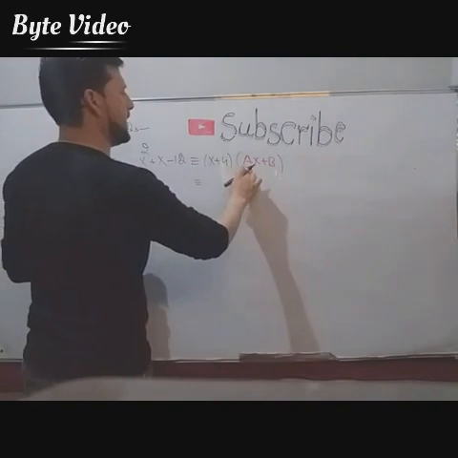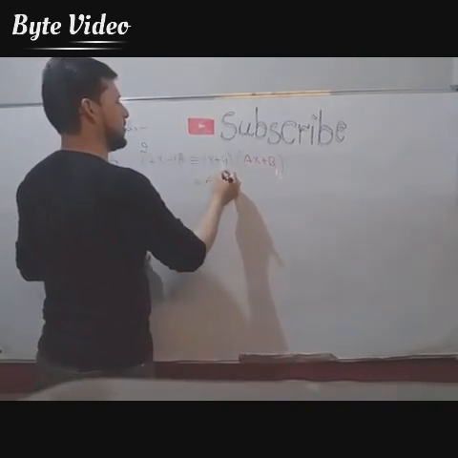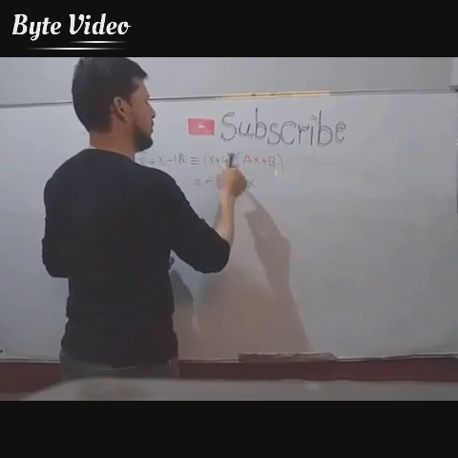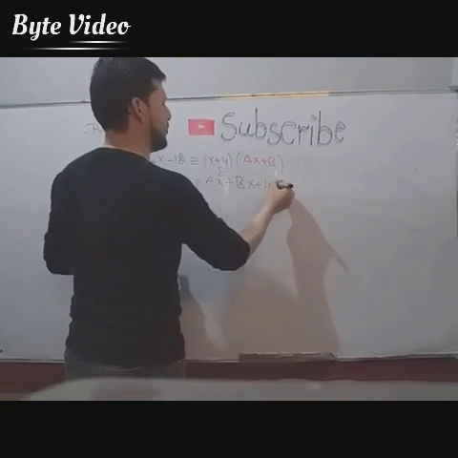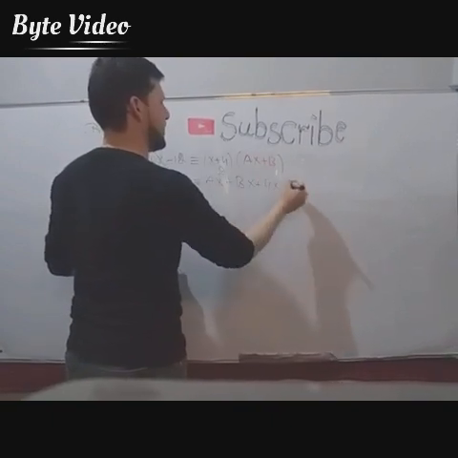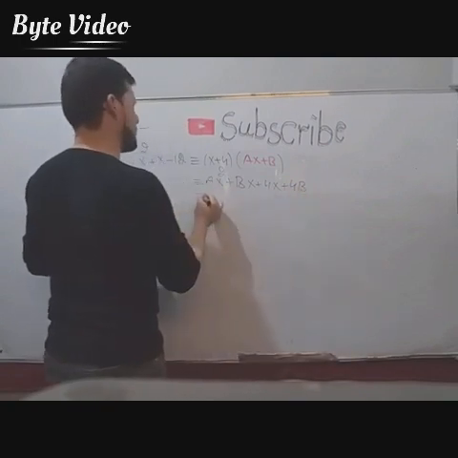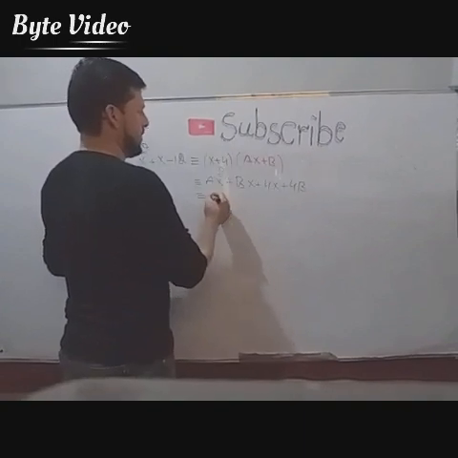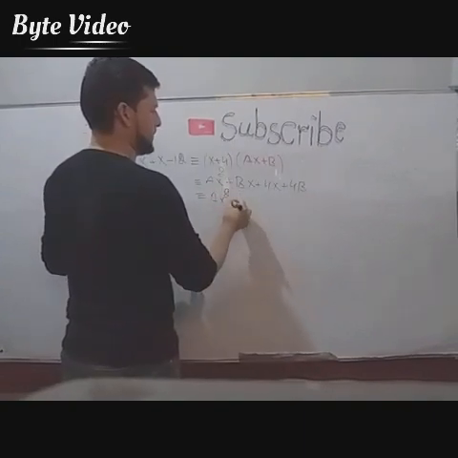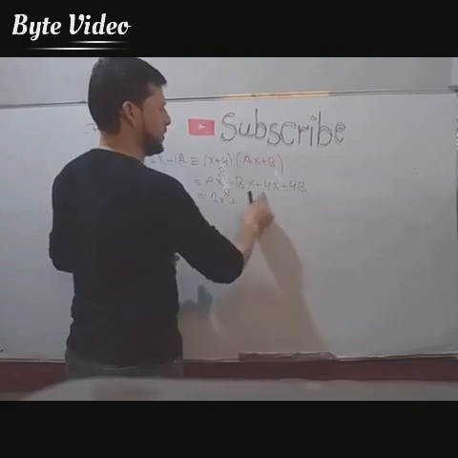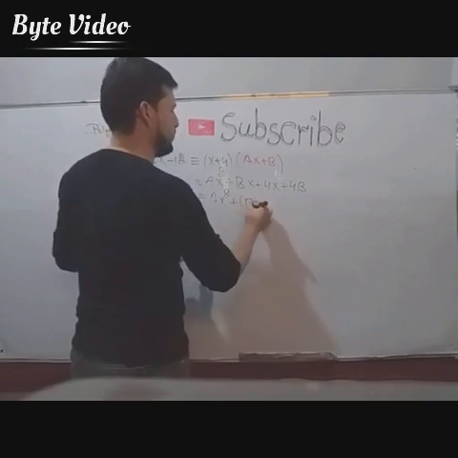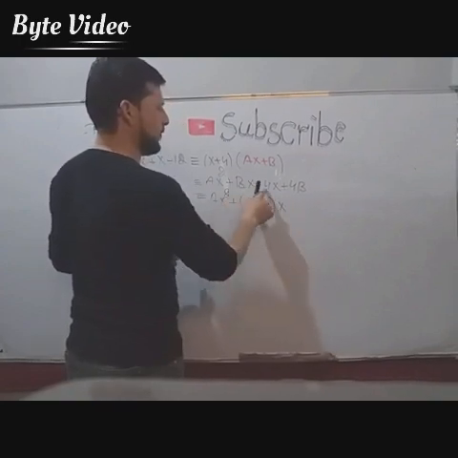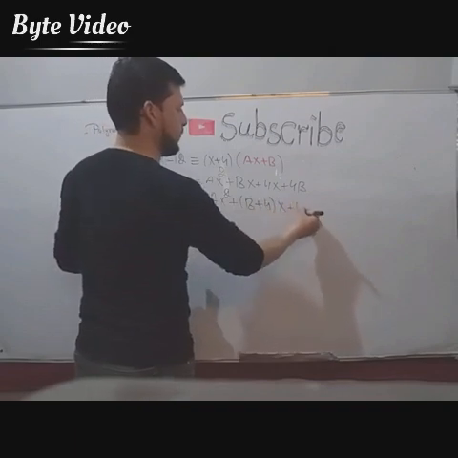So x multiplied by ax is equal to ax to the power of 2. x multiplied by b is equal to bx, and positive 4 multiplied by ax is equal to plus 4ax, and plus 4 multiplied by b is equal to 4b. Then you have a common factor: write it as b plus 4 multiplied by x. x multiplied by b is equal to bx, 4 multiplied by x is equal to 4x, plus 4b.